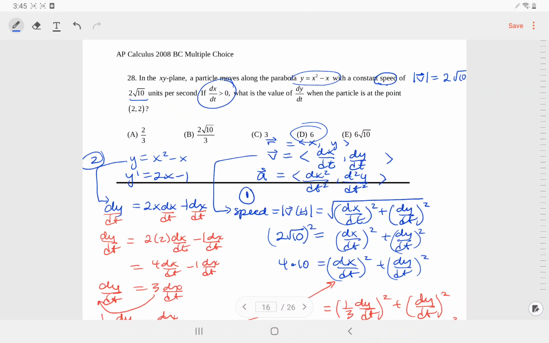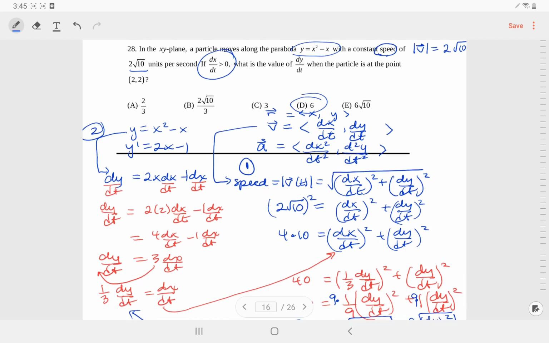Okay, let's see, Mr. Calculus. I was looking at his other one. What number are we on? 28. Oh, that's the last non-calculator one. D. Okay, you got what I got.